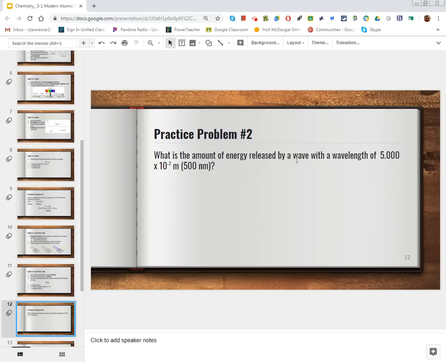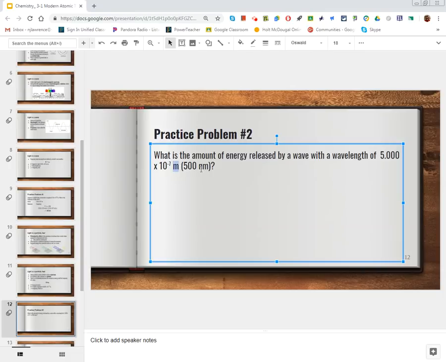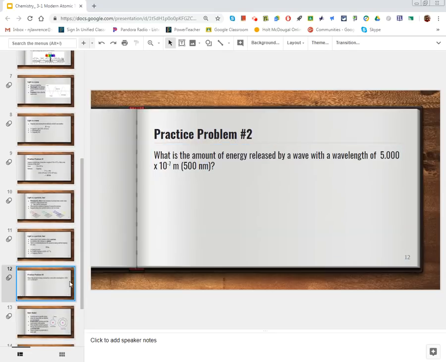And it's going to be like this. What is the amount of energy released by a wave with a wavelength of 5.00 times 10 to the negative 7 meters? Now notice right off the bat, I have this unit in meters, but if you go back to unit 1, we can see that this could also be referred to as 500 nanometers. So this value and this are the same. I just chose to give it in meters to save you one conversion step for right now.